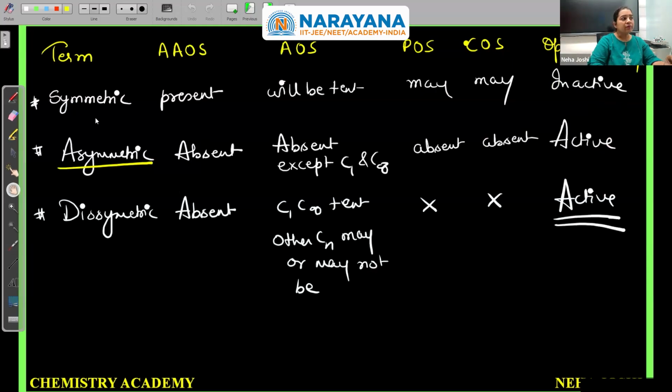So the term, if I say symmetric, then there could be alternative, any of these will be present. POS may be present, COS may be present, alternating axis of symmetry anyhow will be present, AOS will always be present, result is optically inactive. Asymmetric, then these are absent like this, and then it is active. Dissymmetric, then POS, COS, we are not talking of POS, COS, and it is active. They are basically absent.